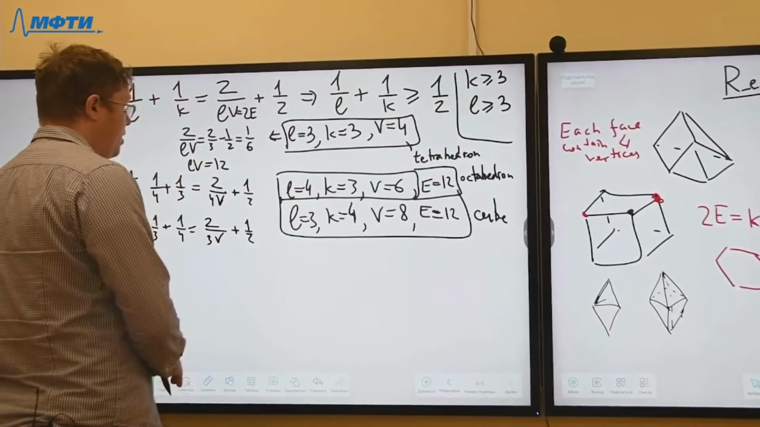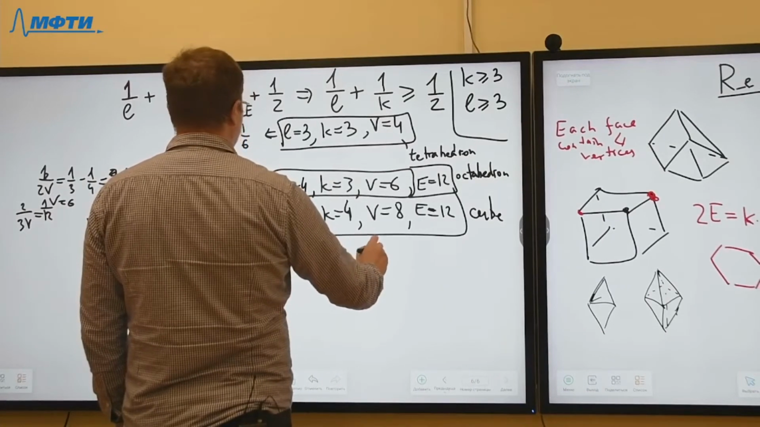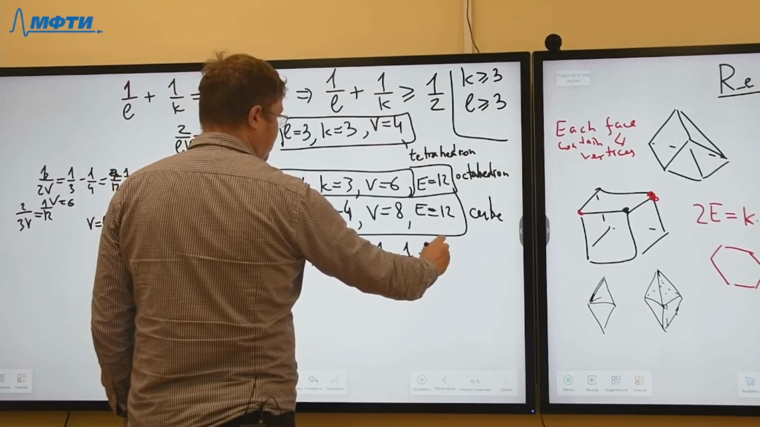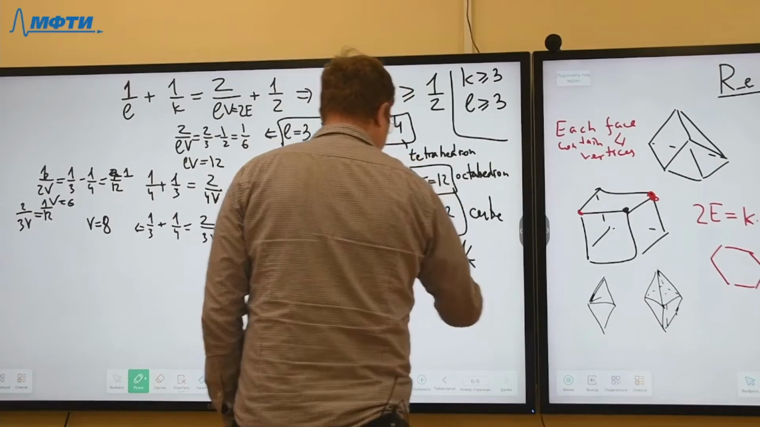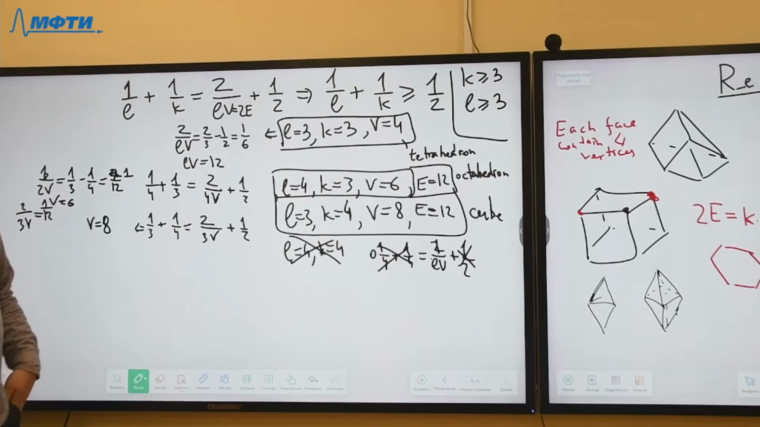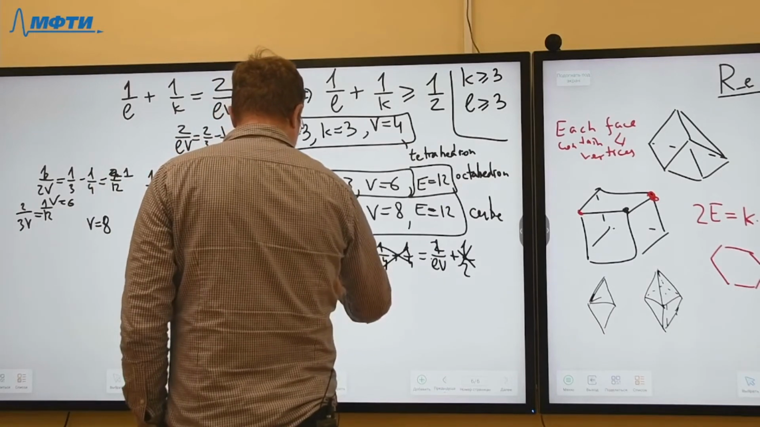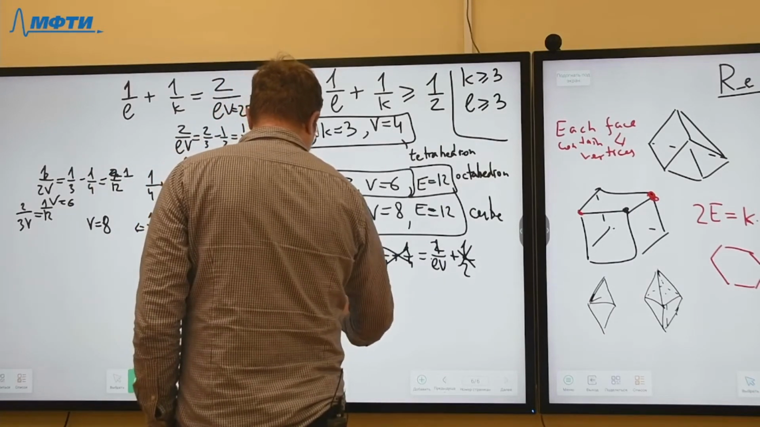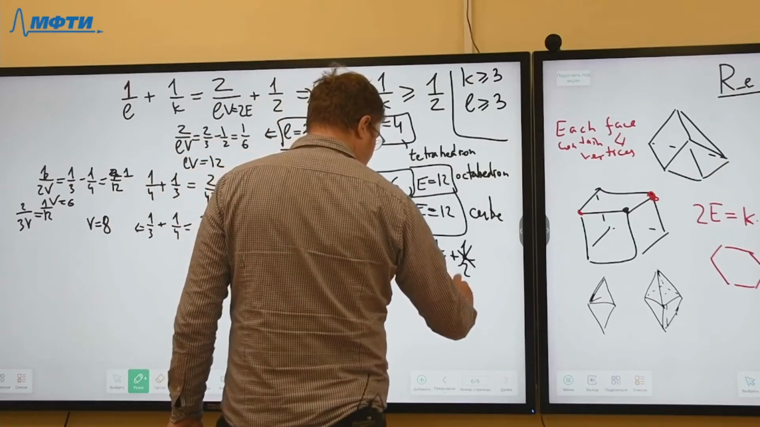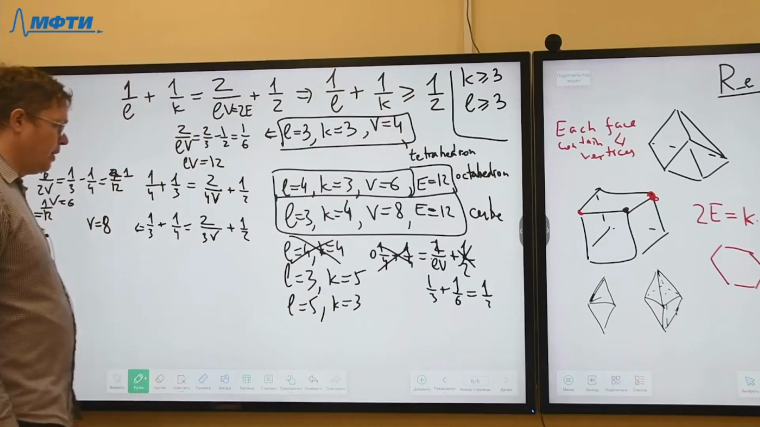Okay, what else can we have? If we take L equal to 4, K equal to 4, then we have exactly 1/2, but then 1/2 over LV will be 0, which cannot happen. So we can't have this situation. So we can take 4, 4. It means that we can also take 3, 5 and 5, 3. And that's all, because if one of them is equal to 6, then again one third plus 1/6 is 1/2, but we need it to be strictly bigger. So these are the last two cases.